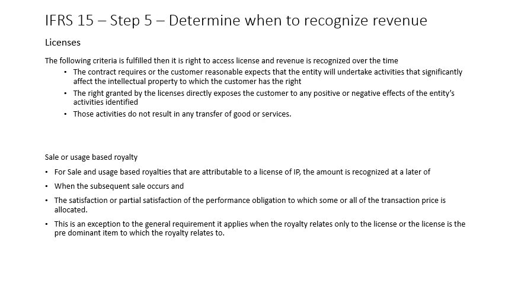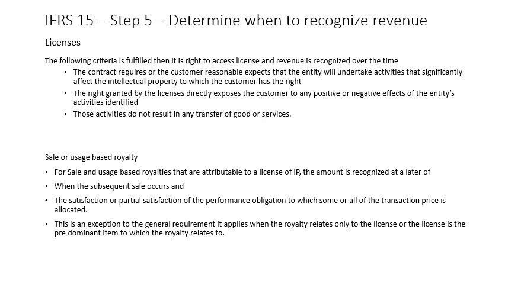To determine whether the license is right to access or right to use, there are certain criteria which need to be assessed. These criteria are as follows. The contract requires, or the customer reasonably expects, that the entity will undertake activities that significantly affect the intellectual property to which the customer has the right. The right granted by the license directly exposes the customer to any positive or negative effects of the entity's activities identified. Those activities do not result in any transfer of goods or services.